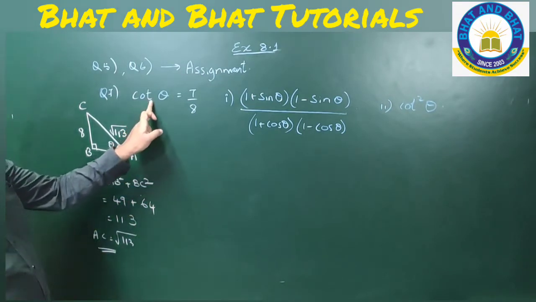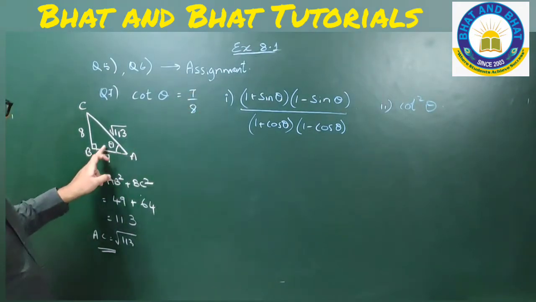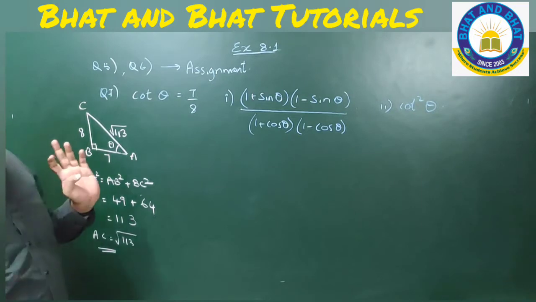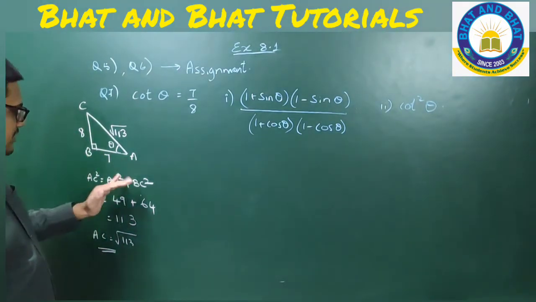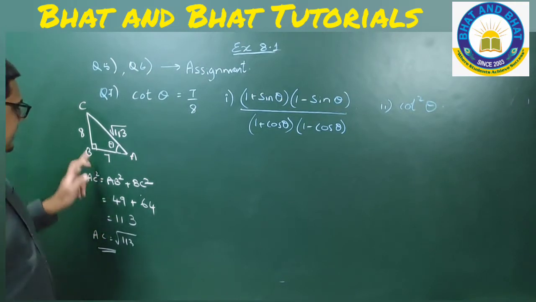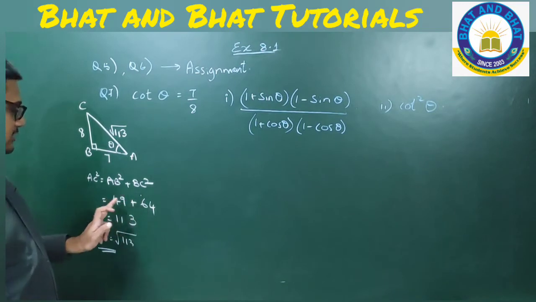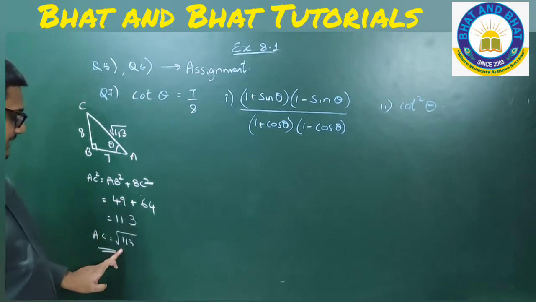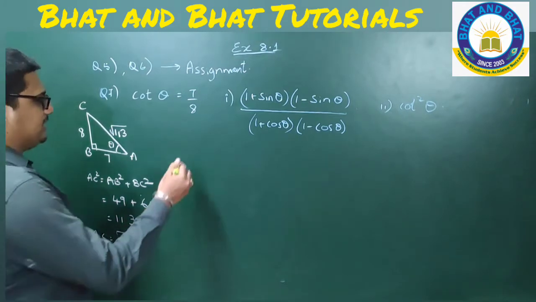From the definition of cot theta, 7 is my adjacent side to angle theta, 8 will be my opposite side to angle theta, and I have found my remaining side using the Pythagoras theorem. 7 square is 49, 8 square is 64, addition gives 113, so square root of 113 is my hypotenuse. Now let us start doing the substitution.